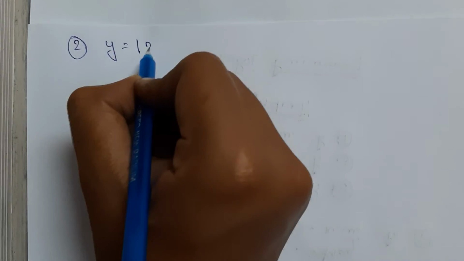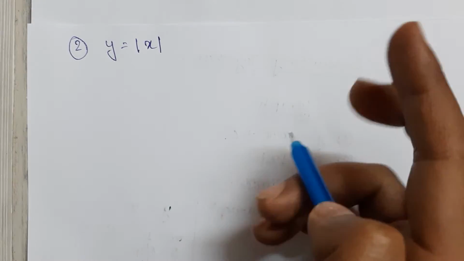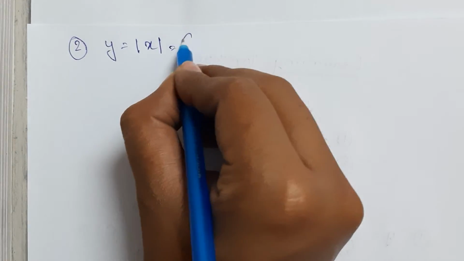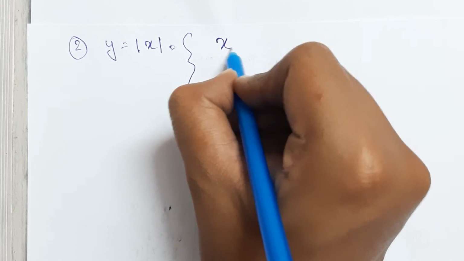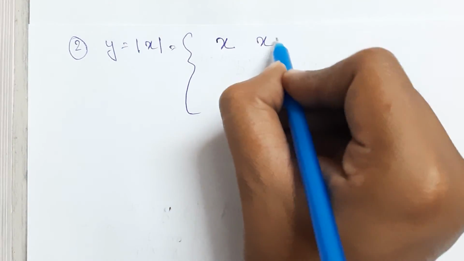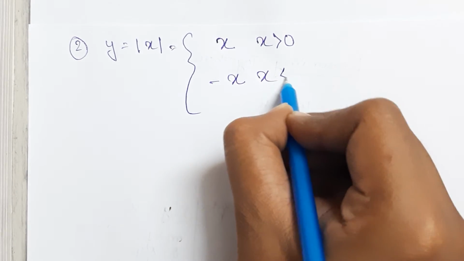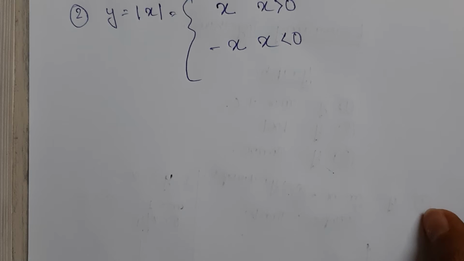Next is y is equal to mod of x. In case of mod x, there are specially two ways, right? What are those? Mod of x can be written in two ways. One is plus x when x is greater than 0, and another one is minus x when x is less than 0. I think everybody knows it, right?